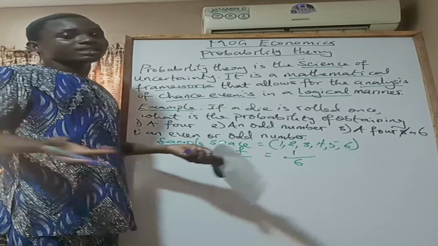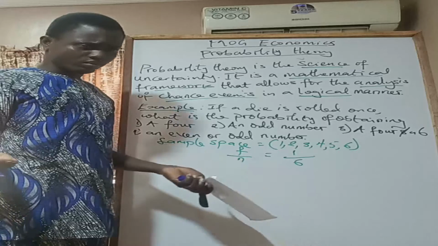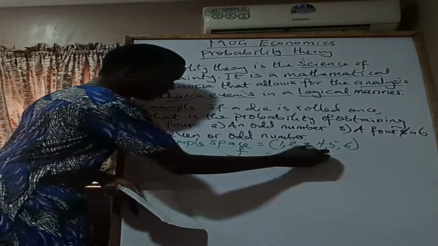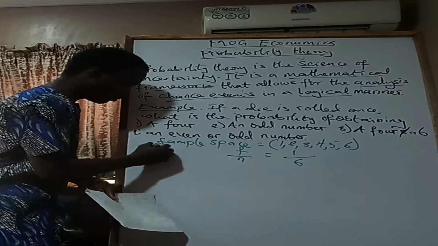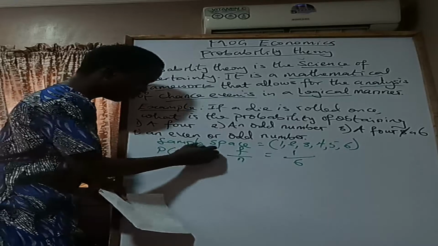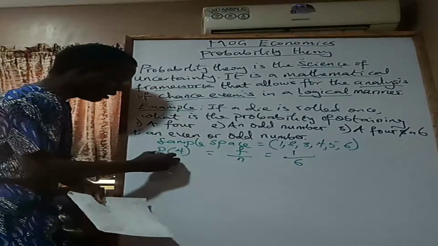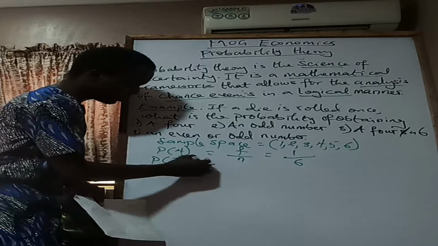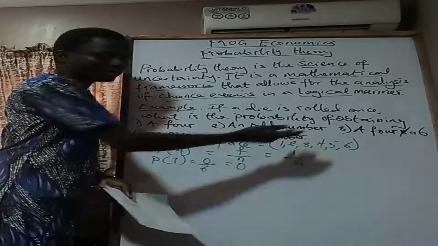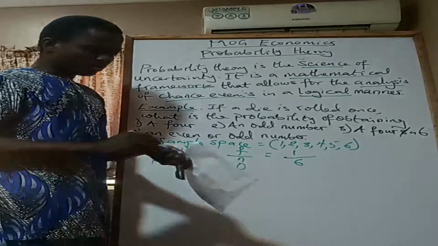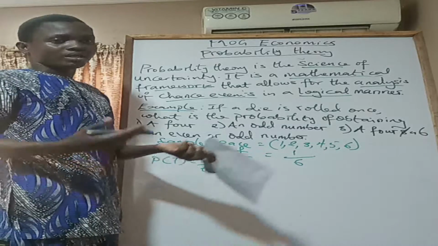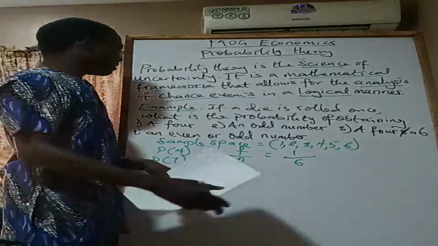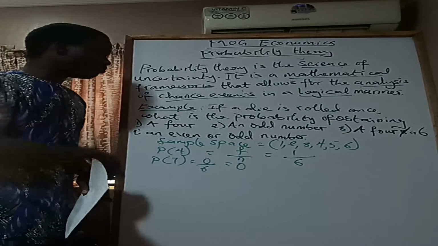So what is the probability of obtaining a 7? Is there a 7 in your sample space? No. So the probability of obtaining a 4, P(4) equals f over n equals 1 over 6. Now the probability of obtaining a 7 is 0 over 6, which is 0, because the 7 is not here. Do you understand? 7 is not there. So that's how it works. How do you get a 7 when you only have 1, 2, 3, 4, 5, 6? Do you get it?